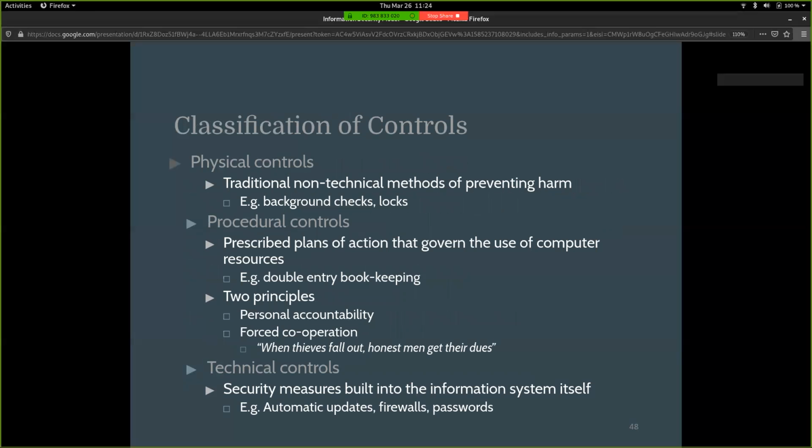When we look at controls, we think about physical controls, locks, background checks, non-technical methods, also thinking about procedures, such as the same person who writes the check can't be the person who changes the address, to keep them from sending checks to themselves. So you see double entry or dual control measures in place. When we think about technical controls, we're thinking about automatic updates, firewalls, passwords themselves, etc. So I always think about physical, procedural, and technical controls and how those get categorized.